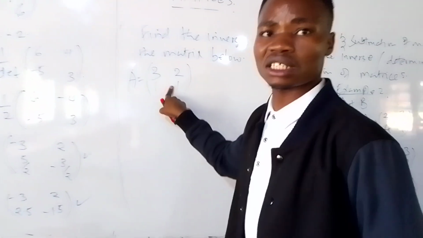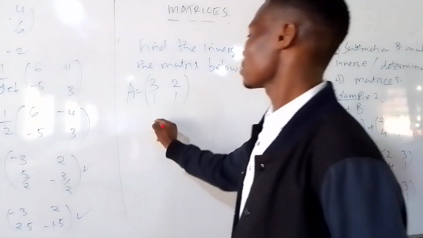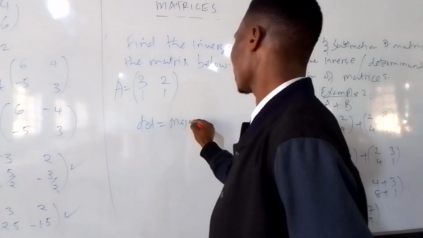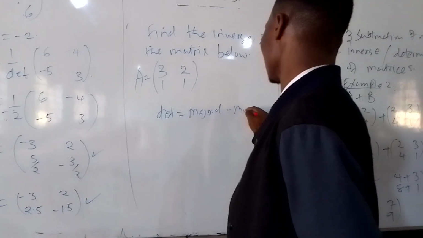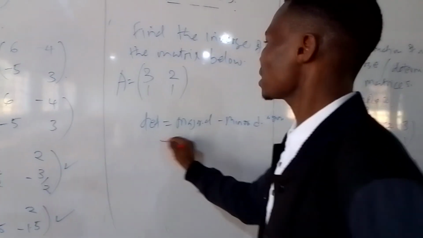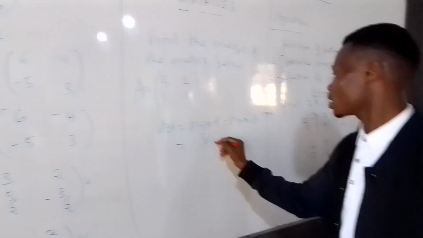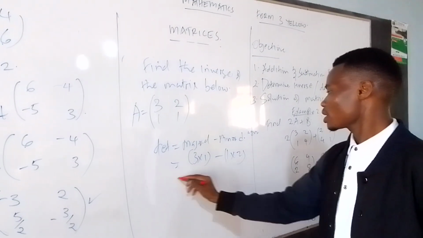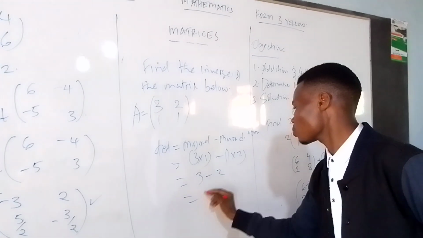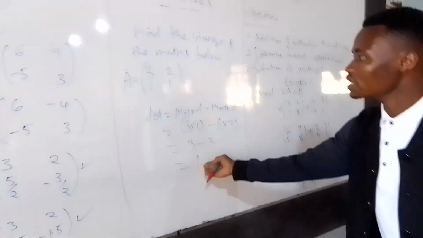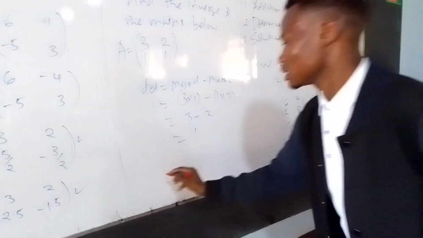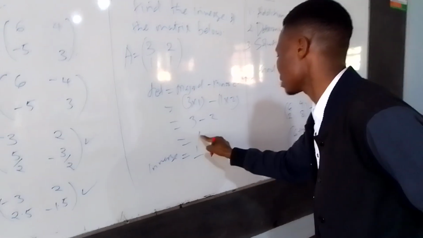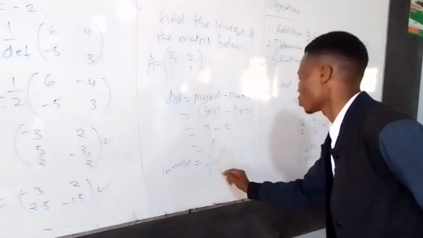For us to find the inverse of matrix A, we first of all find the determinant. Determinant is equal to major diagonal minus minor diagonal. The major diagonal is 3 times 1, minus minor diagonal is 1 times 2. So we have 3 minus 2 is equal to 1. Now that you have the determinant, let us work out the inverse. The inverse is equal to 1 all over determinant, but determinant is 1, into the diagonals.